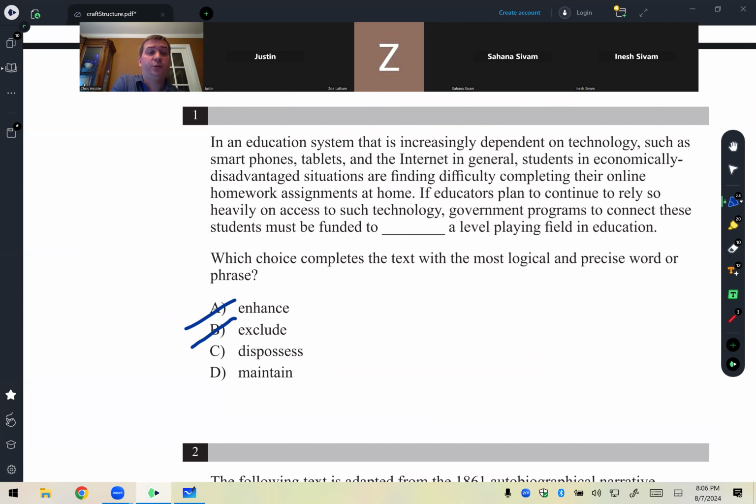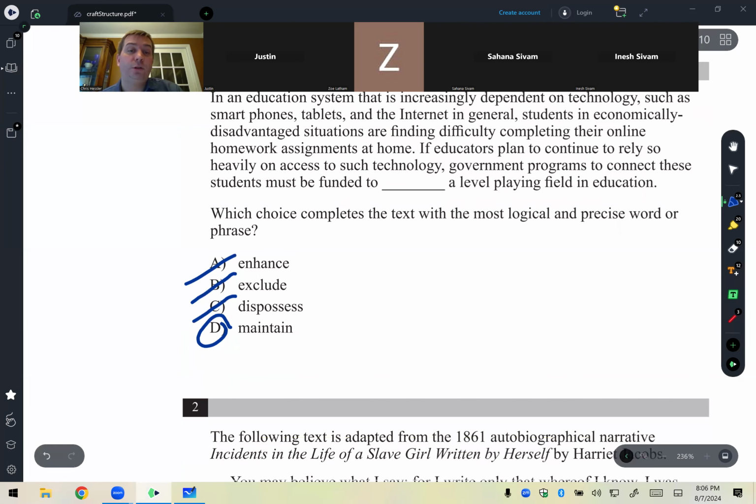That's gibberish. Let's try maintain, the correct answer. If educators plan to continue to rely so heavily on access to such technology, government programs to connect these students must be funded to maintain a level playing field in education. And that makes perfect sense. So that one is D. We just picked D. On to the next one.